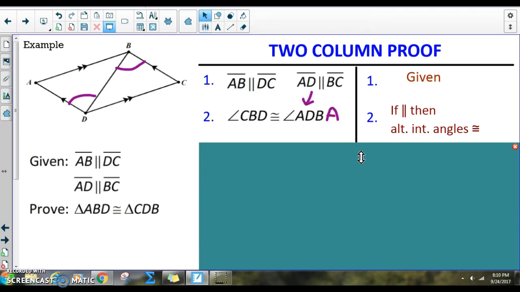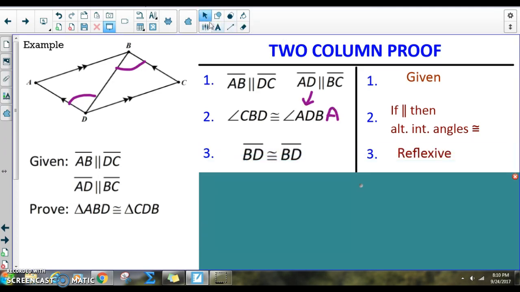Next, I'm going to get a pair of sides congruent, and I did that by using reflexive. So BD congruent to itself is here. BD is the segment down the middle. And that is a side, so I'm going to go ahead and label this part with an S.